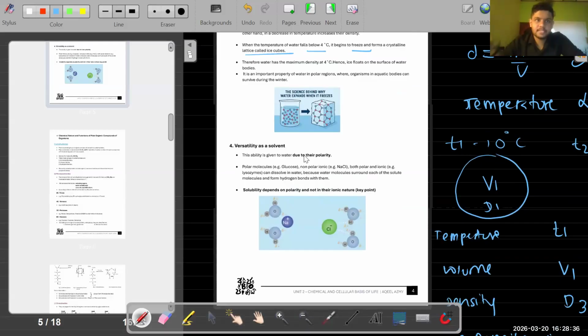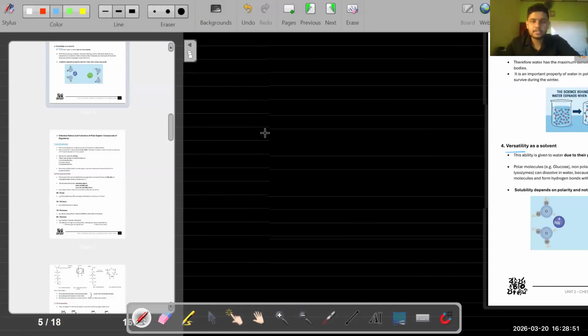Versatility as a solvent. Versatility means importance or its contribution. Just remember it as importance, right? Importance of water as a solvent. Solvent means, now this is the thing. Now just think we are preparing an orange juice, right? I hope you have the experience of preparing a juice, right?